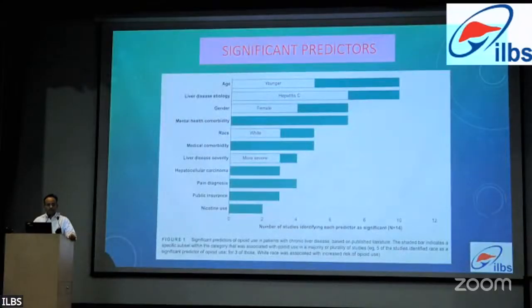This table summarizes the various predictors for opioid use in the cirrhotic patient. As we can see here, in general, younger population, hepatitis C etiology, more advanced disease, hepatocellular carcinoma, and more medical comorbidities are important predictors for opioid use in these patients. In fact, pain has also been found to be an important predictor for opioid use in cirrhotic patients.